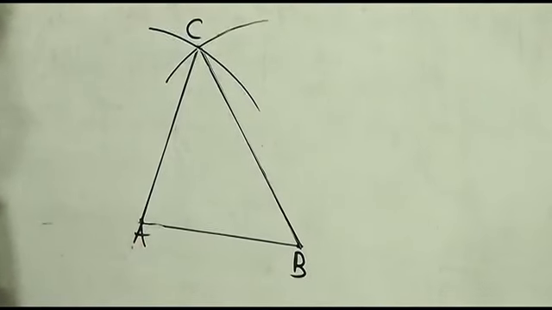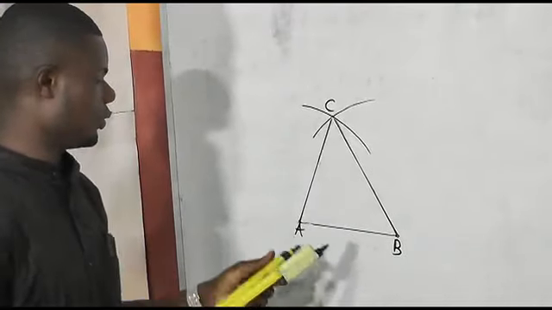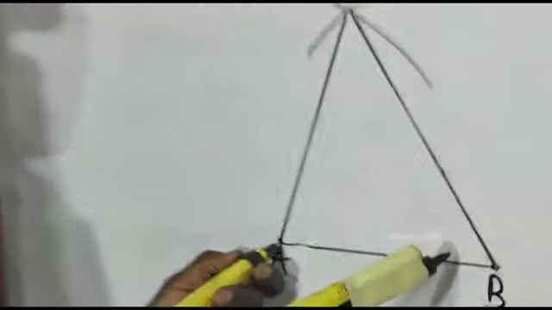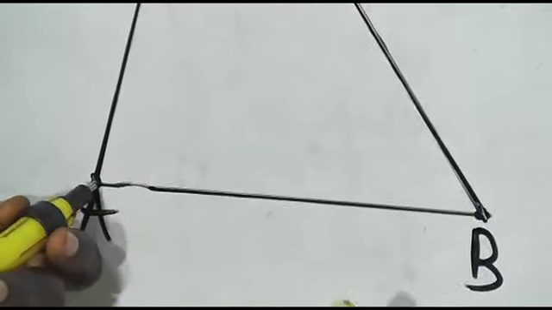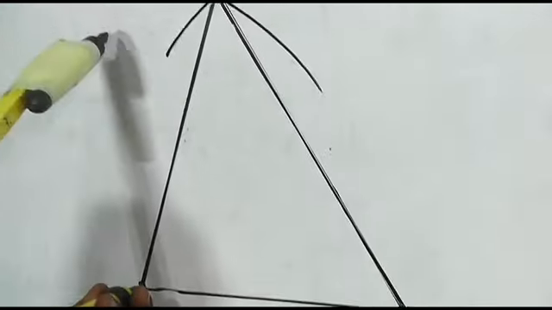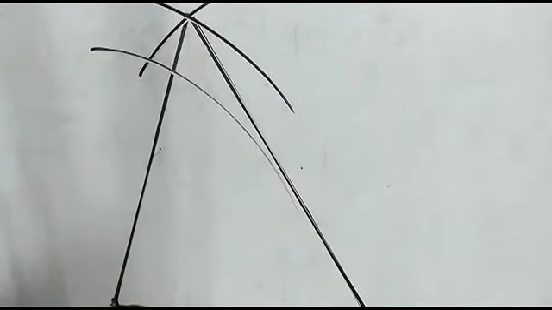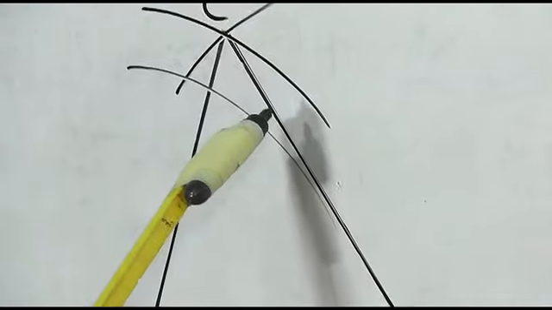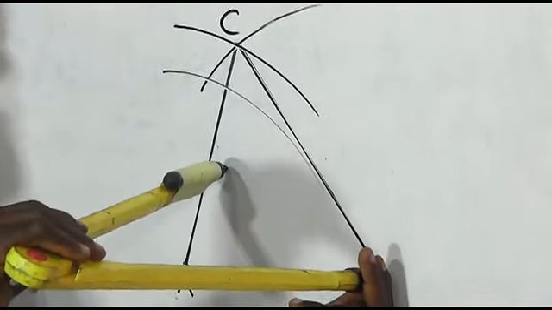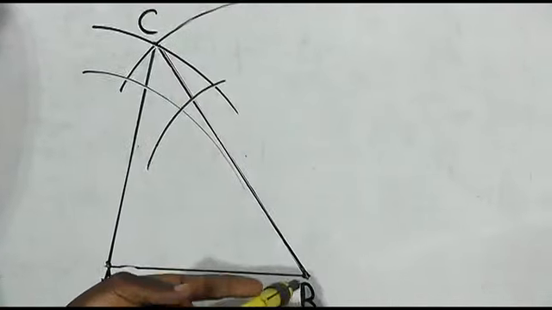Okay, all right. For us to bisect side AB, we pick more than half the distance of AB. Okay, this is more than half. You draw an arc down here. You draw another one up there. Okay. Don't change the radius. Place it at point B. Cut the arc up and also cut the arc down.